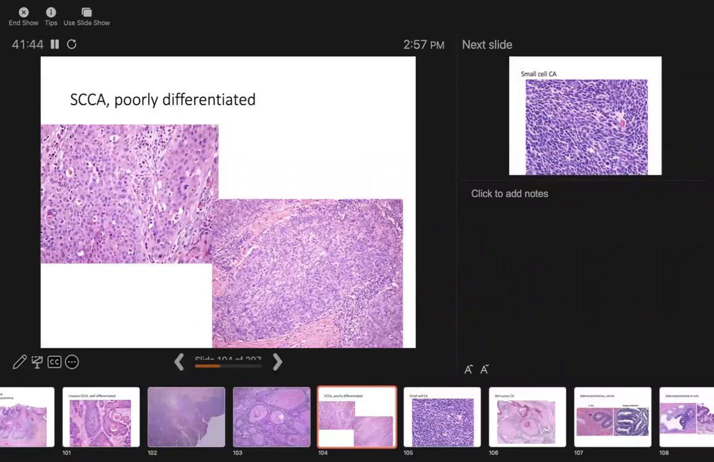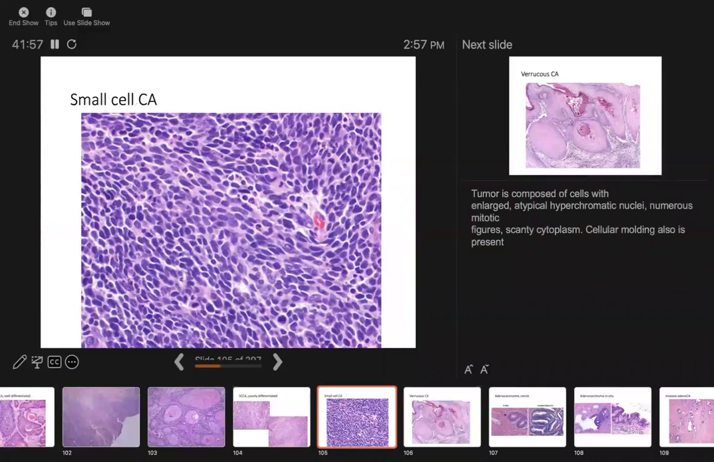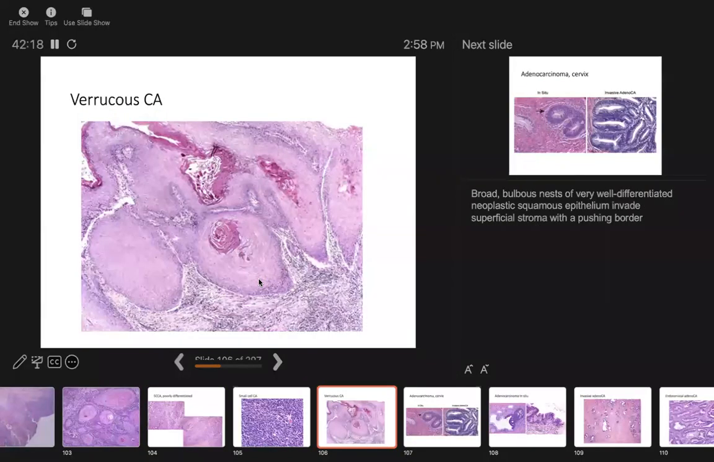Some cells would appear as round blue cells like this, and this is what you call a small cell carcinoma. In small cell carcinoma, be it in the cervix or any other organ for that matter, the characteristic cellular molding is almost always appreciated. As I have already mentioned, the characteristic appearance would be the broad bulbous pushing border that invades the underlying dermis.